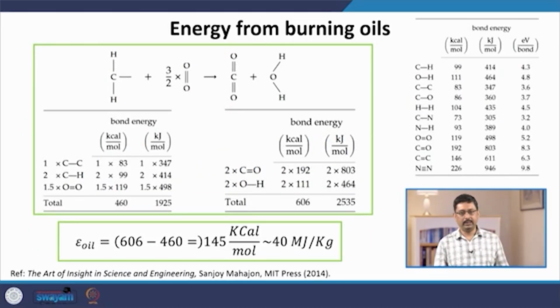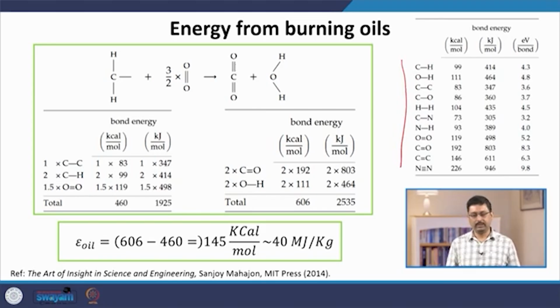This can be estimated if we know the bond energies of the different components involved in this reaction. Here is a table which puts some values which chemists have determined. Note that these values are not unique, they depend on the particular reaction. For example, the carbon hydrogen bond energy depends on which part of the molecule and which condition the reaction is going on in. So, these are some representative numbers.